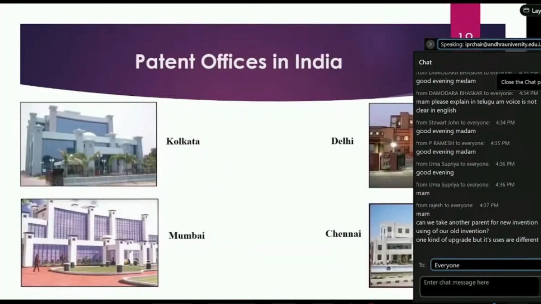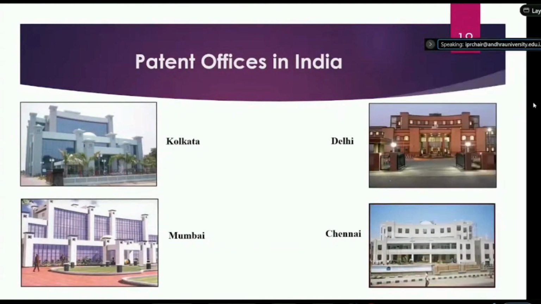These are the patent offices in India: Kolkata, Delhi, Mumbai, Chennai. The head office is in Kolkata. The PCT applications will be handled by the Delhi Patent Office. For your patent application from here, from Andhra Pradesh, you will come under the jurisdiction of Chennai. You have to file it in Chennai. If you file it in Delhi, they will transfer it to Chennai.